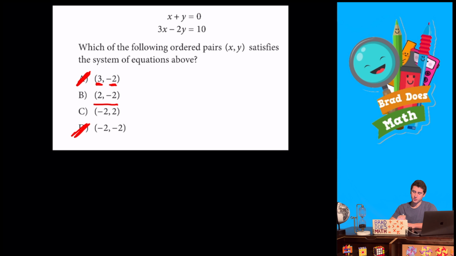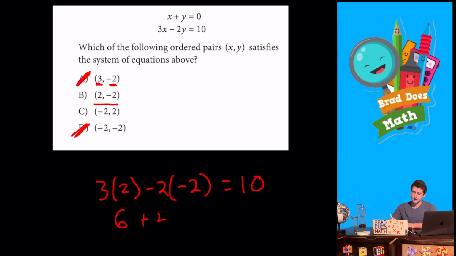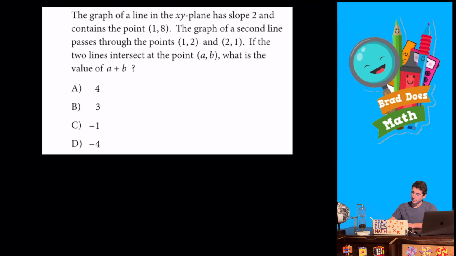I'm going to plug in 2, -2. So 3 times 2 minus 2 times -2. We'll see if that equals 10. And it does. So B is the answer. We don't even need to try C. It's done. You could try it maybe if you have some time left at the end of the test just to check. But we're going to move on.